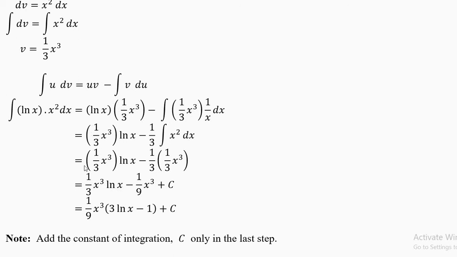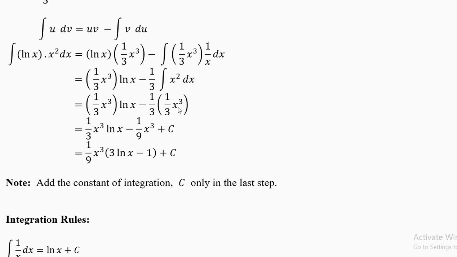You can simplify it like this here in the third step, and this 1 by 3 will come out, you will be left with integration of x square. Integration of x square is 1 by 3 x power 3. It will become minus 1 by 9, 3 square is 9, x power 3 plus c. You can take x power 3, which is called x cube, as common, and take the 9 common. In the denominator you will get 1 over 9 x power 3 into bracket 3 ln x minus 1.